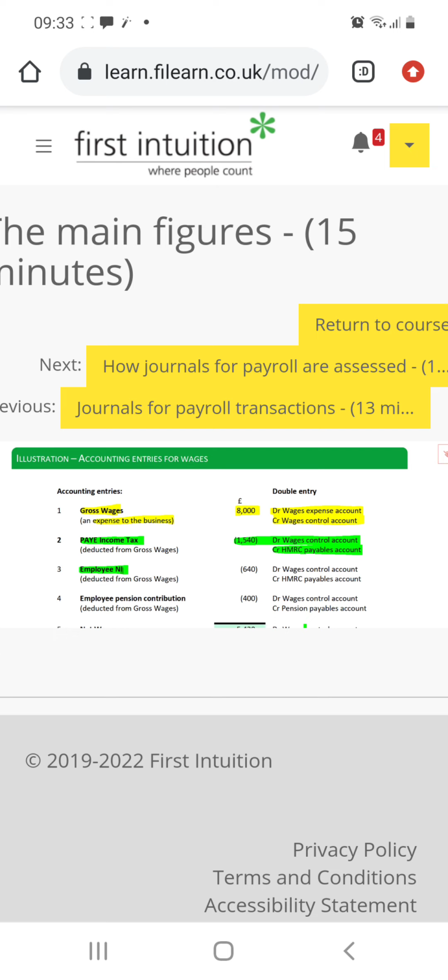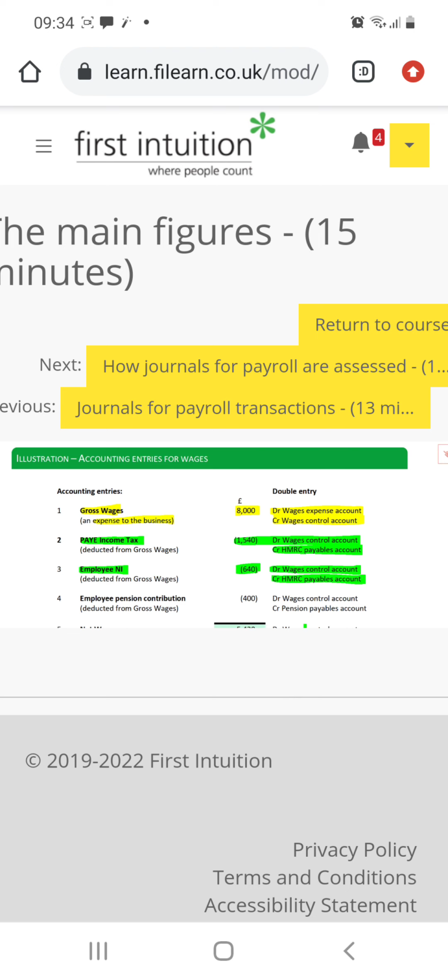The employee's national insurance, I'm going to do exactly the same thing. I'm going to debit the wages control account, reduce that down, and again create a payable for this, because ultimately that employee's national insurance you're taking off doesn't belong to the employee, certainly doesn't belong to me as the business, it belongs to Revenue and Customs. So again, we're going to create the payable for it and hand that over.